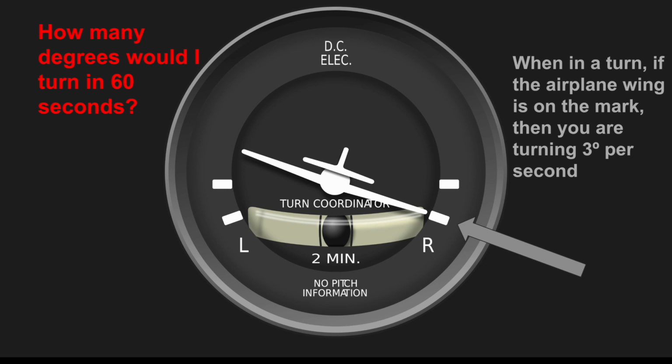And there you go. How many degrees will I turn in 60 seconds? Well, 60 seconds, and I'm going 3 degrees per second. So 3 times 60 is 180 degrees.